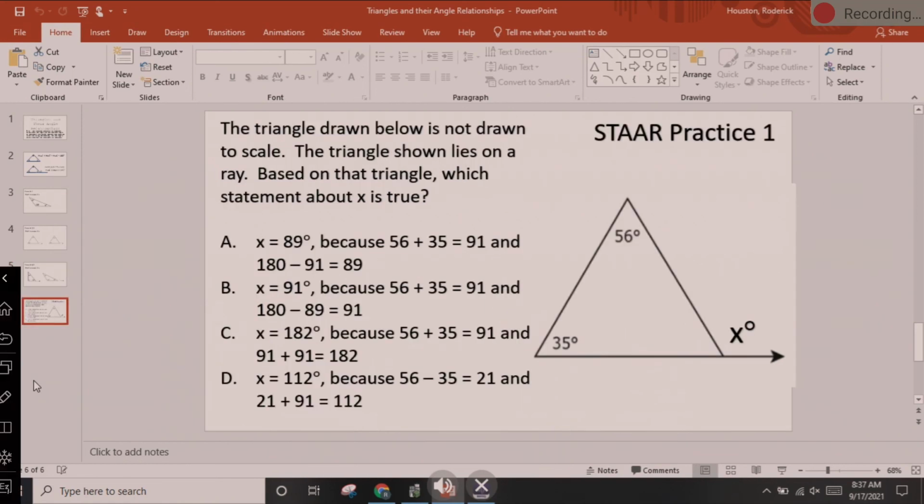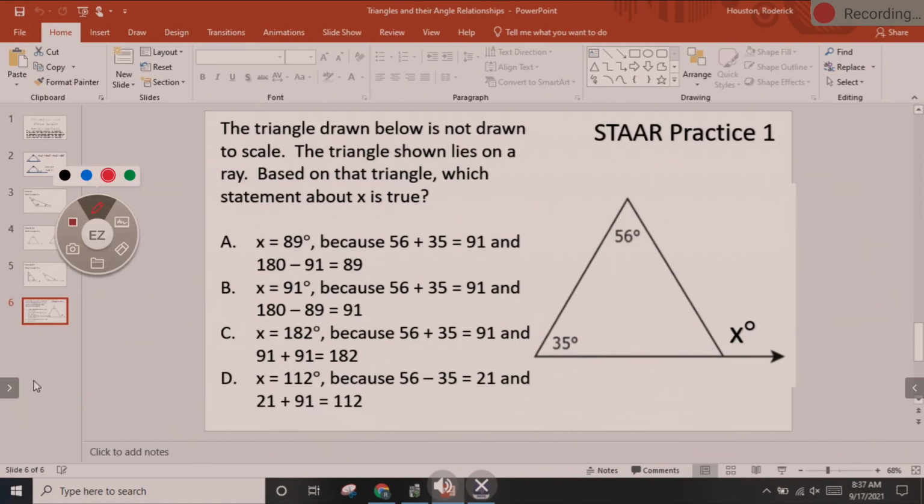Okay, last example here. It says the triangle drawn below is not drawn to scale. The triangle shown lies on a ray. Based on that triangle, which statement about X is true? So, first thing we're going to do is find out the value of X. We can add those two. 56 plus 35, that equals 91. So we know that X equals 91.